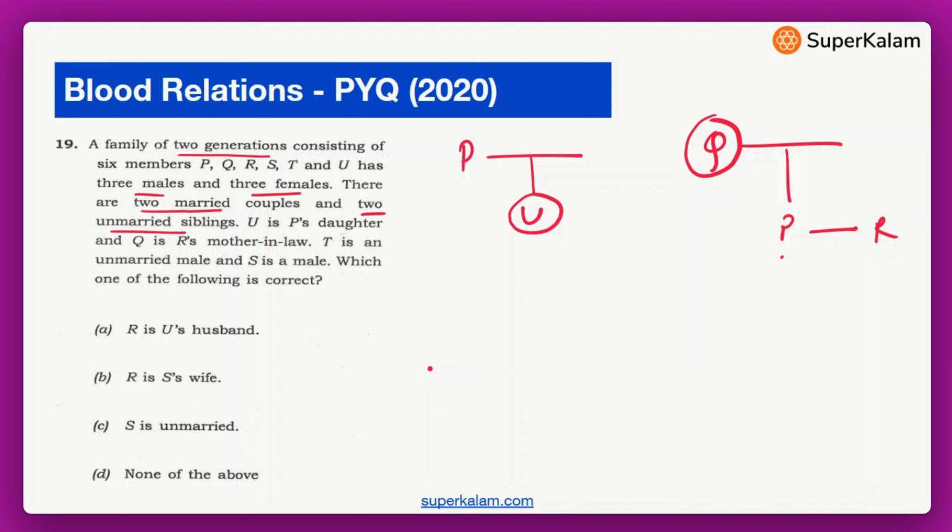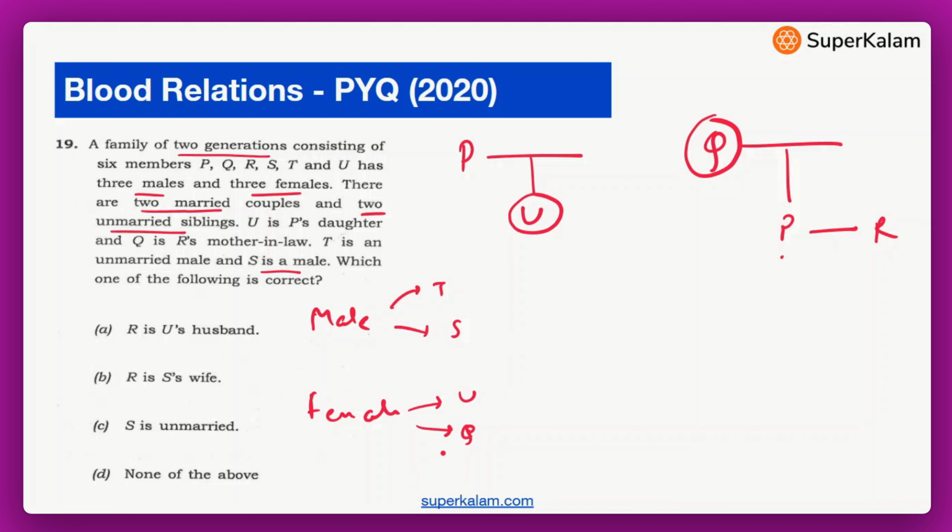Okay. Also, we are given T is an unmarried male and S is a male. So we know there are three males and three females. Let's say who are males and who are female here. T is a male, S is a male. We don't know the third one. For females, we have U as female, Q as female. We also don't know the third one.